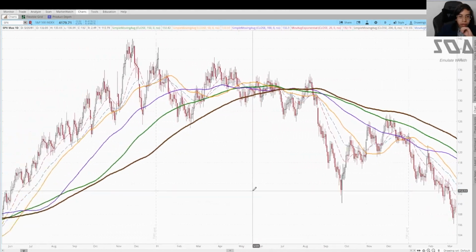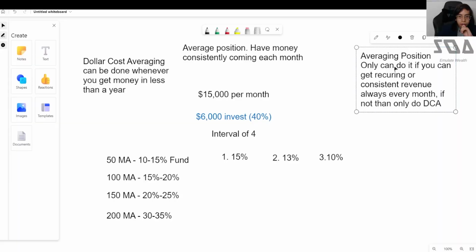There's also another part in averaging investing. Well, no, that's actually the end of averaging position, because with averaging position, you're averaging the position. So that's the rule. If you cannot get your money consistently every month, but you only see that your business is able to make profit in 2 months or 3 months or anything above a month, only do dollar cost averaging.